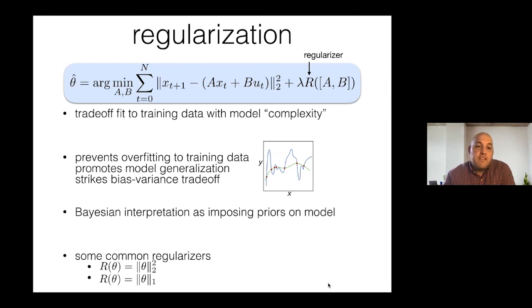It also strikes a trade-off between bias and variance. This is a well-known trade-off in statistical estimation theory. There are also Bayesian interpretations of regularization. If you're familiar with Bayesian estimation theory, certain regularizers can be interpreted as imposing certain priors on the model. Some common regularizers are just the 2 norm of the model parameters or the 1 norm of the model parameters. Those are given down here.